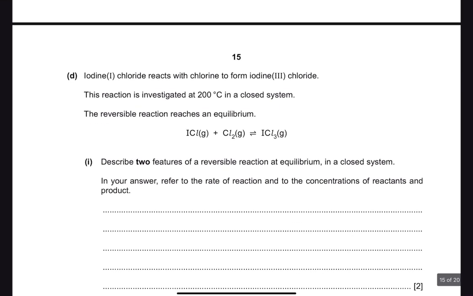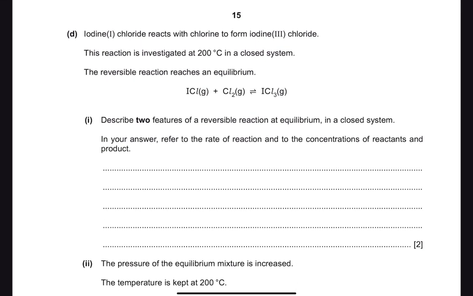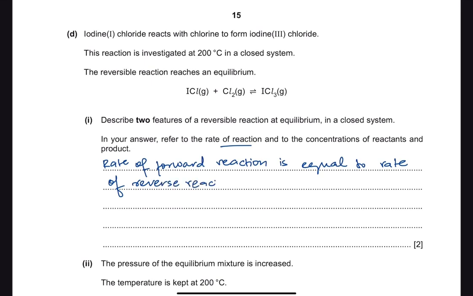Iodine 1 chloride reacts with chlorine to form iodine 3 chloride. The reaction is investigated at 200 degrees Celsius in a closed system. The reversible reaction reaches an equilibrium. Describe two features of a reversible reaction at equilibrium in a closed system. So the first thing should be referring to the rate of reaction. So rate of forward reaction is equal to the rate of reverse reaction.